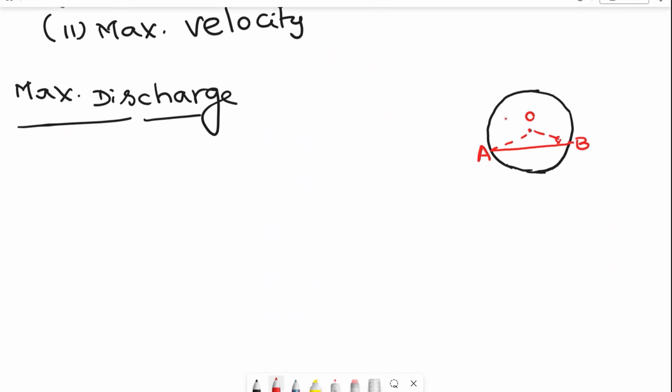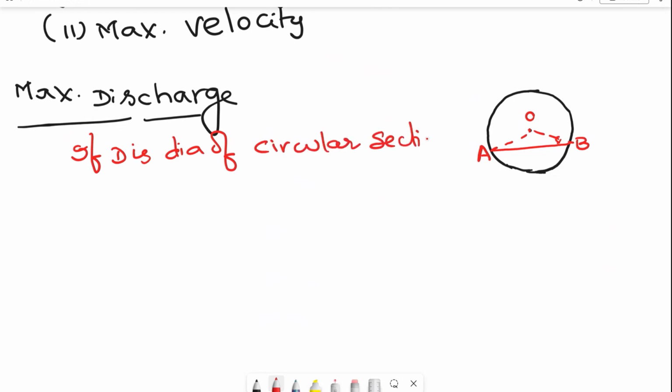And you know, if D is the dia of the circular section, radius is equal to smaller. So this is smaller. Then next, this is depth of flow, y. The depth of flow is y.